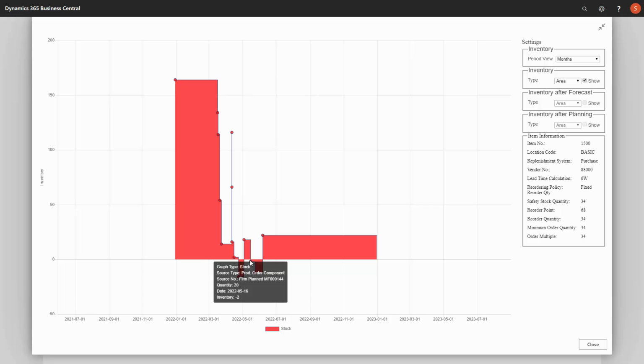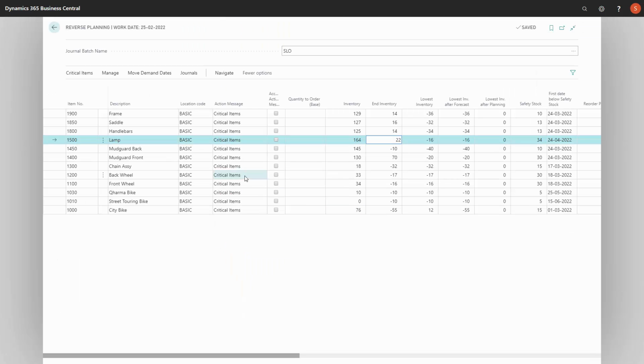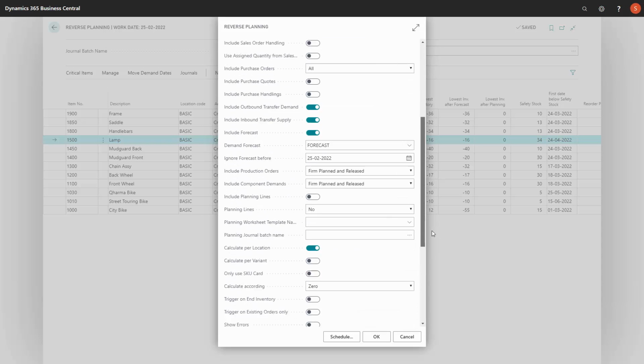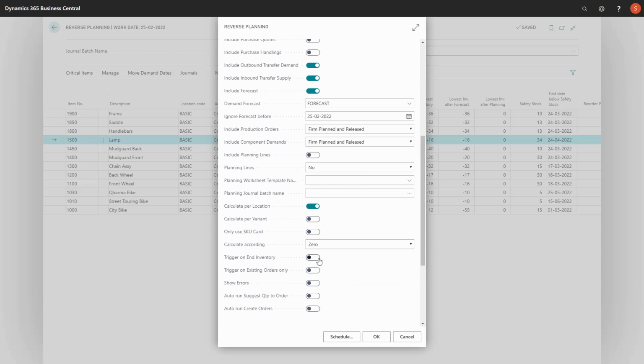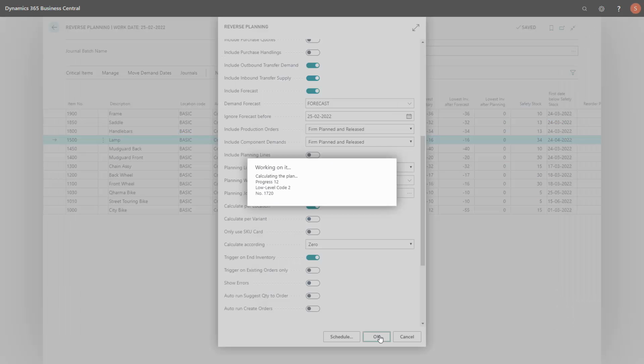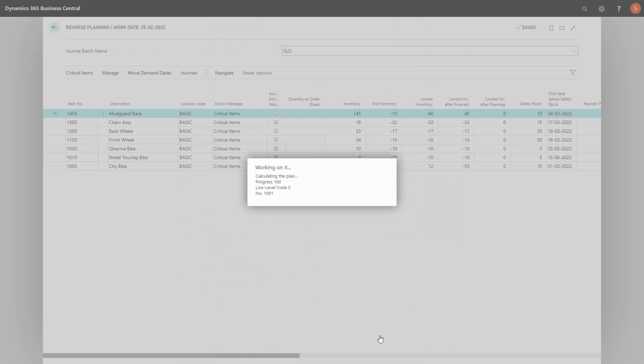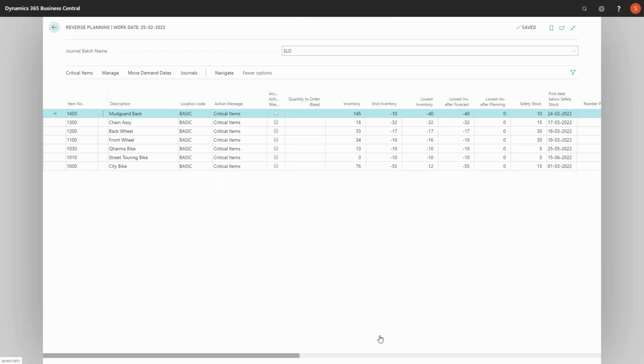So I do have a breach on my safety stock in the period, but I'm not going to order more items, just moving dates. Therefore, it's possible to calculate critical items, setting the check mark trigger on end inventory, which will only display the lines that have a negative end inventory, meaning we need to replenish these items.